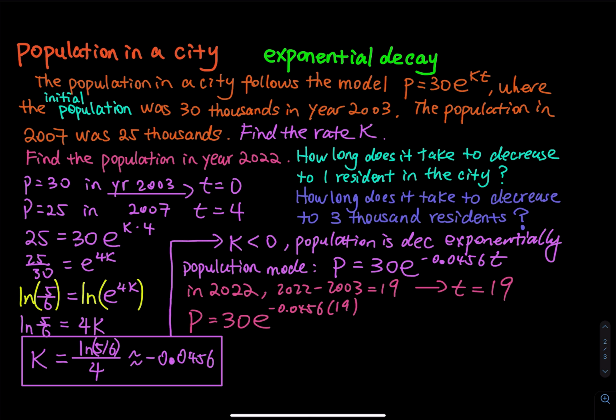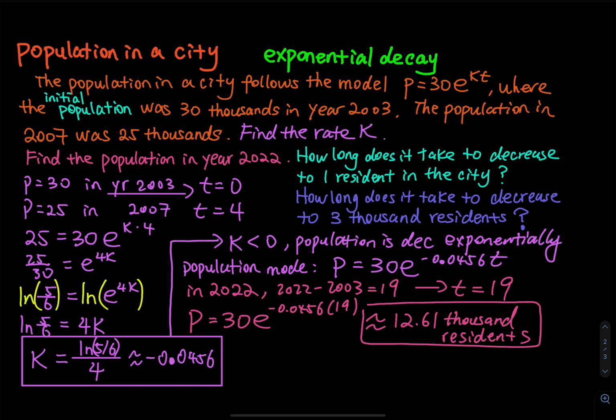So that one we have to approximate. Let's use 2 decimal places: 12.61 thousand residents. You plug in a time, and you find out the number of residents in that city.